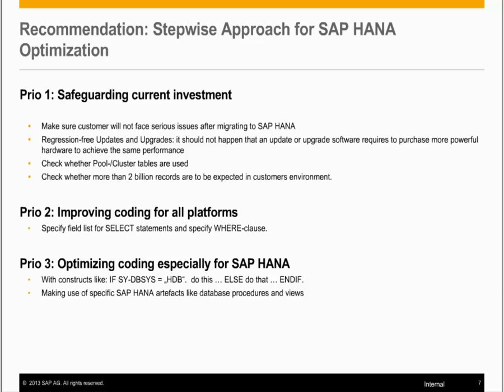Performance regression means that a customer would need to use more expensive hardware, or the performance of your add-on would go down. Of course, that's something which a customer would not like very much. Therefore, you have to take care that a migration to SAP HANA will not lead to any kind of performance degradation.